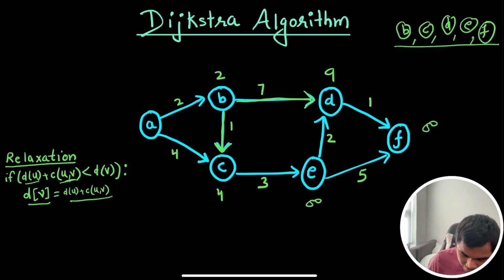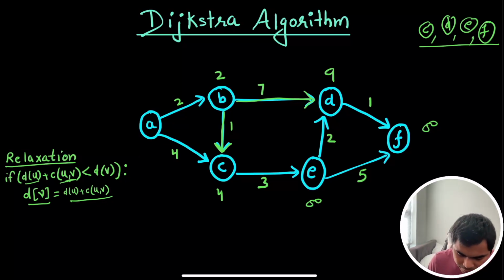So right now we are visiting B. We have already visited A, now we are visiting B, and we have relaxed all its edges, and now we can pop it off from our queue. We'll pop it off from our queue. Now the next element is C.